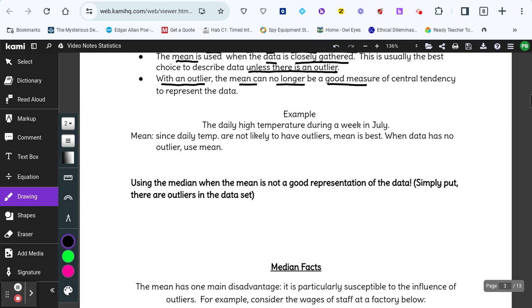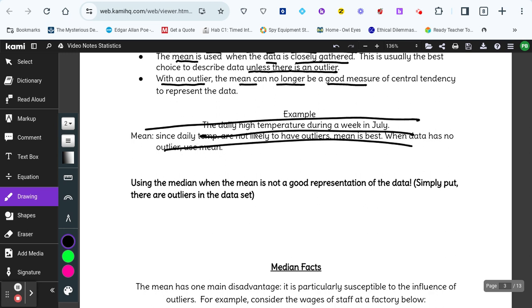All right, we're going to skip this because I did not put the numbers on here. So we're going to skip that.